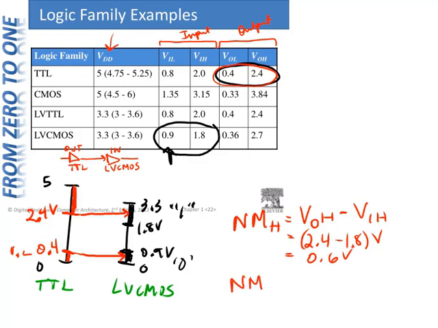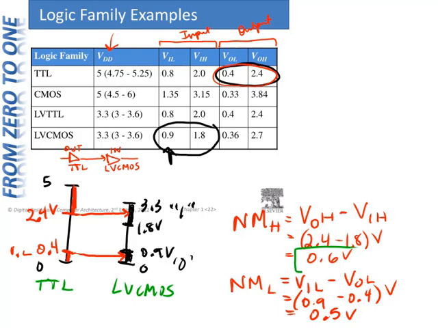Noise margin low is going to be voltage input low minus voltage output low. In this case is 0.9 minus 0.4 volts, and we get 0.5 volts. So these noise margins are positive, and as we sanity checked before, in fact, those would be received and allow for 0.6 volts and 0.5 volts of noise on the respectively high and low ranges.